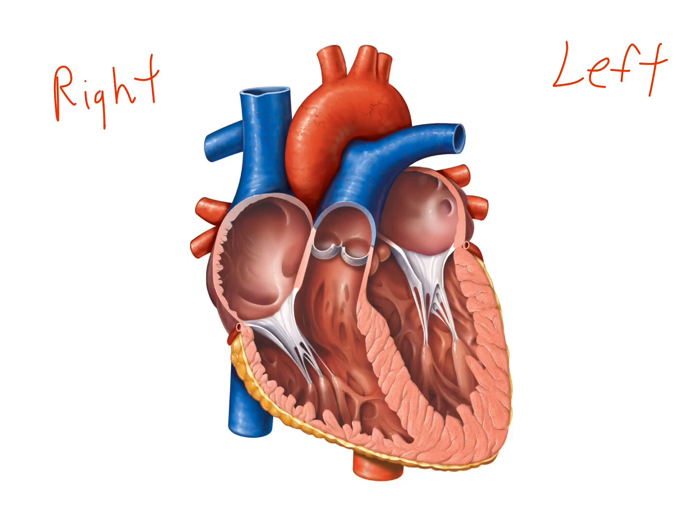Our left is their right, our right is their left. If we're looking from the posterior, then we're consistent, where our left is their left and our right is their right. So if we're looking at the back of the heart, the posterior aspect of the heart, then the structures on our left are the left structures of the heart, if that makes sense.